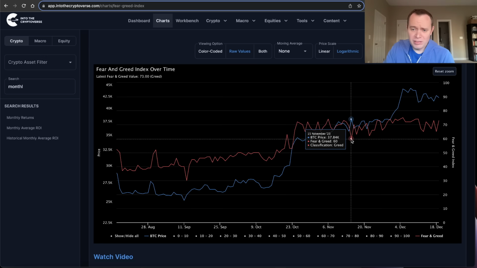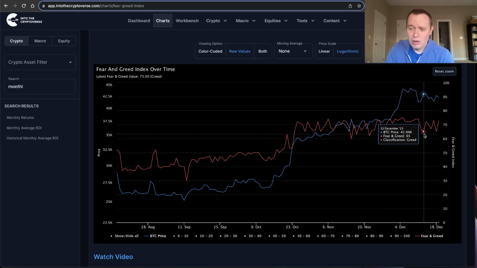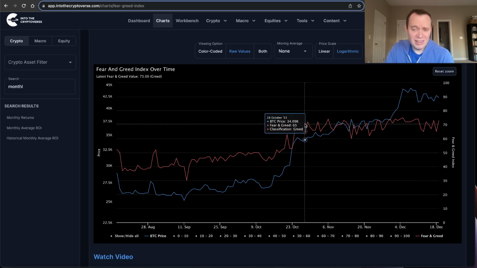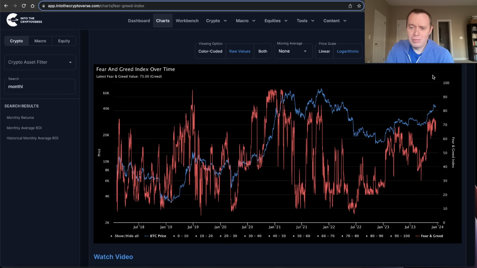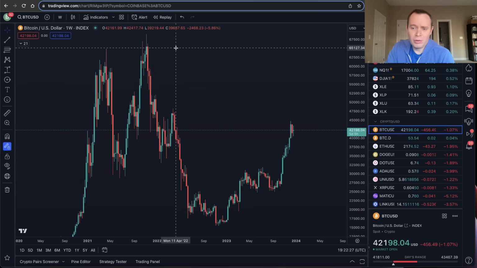And you'll see that this low over here on the fear and greed index was at 60, and then this one was at 62. Recently, we've put in a couple of lows here at 65. So this hasn't really moved in a long time, almost going on 2 months now. So I suppose it really all depends on what Bitcoin does here going into the end of the year and the beginning of next year.